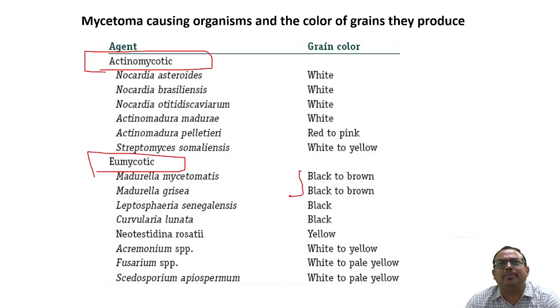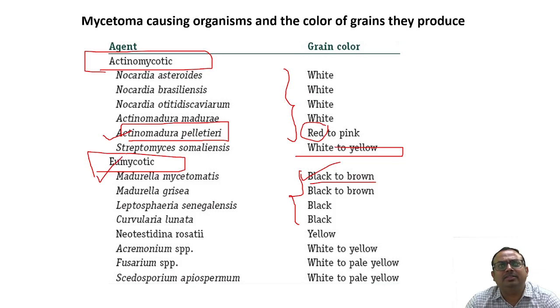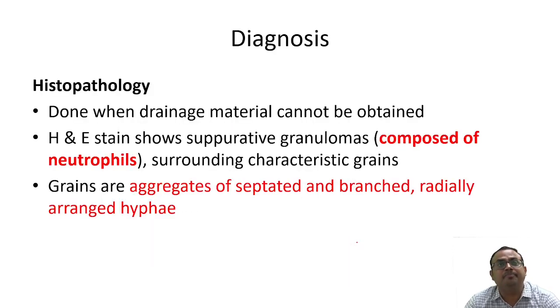take darker color comparatively. You can make a note that the fungal granules are darker, like black or brown in color, whereas the bacterial granules are comparatively white or yellow in color. The exception to this is Actinomadura pelletieri, which is red in color. Apart from that, they are either white or yellow, whereas Eumycota, that is the fungal causative organisms, are either black, brown, or sometimes white to yellow in color.